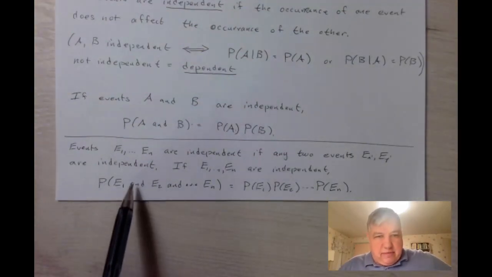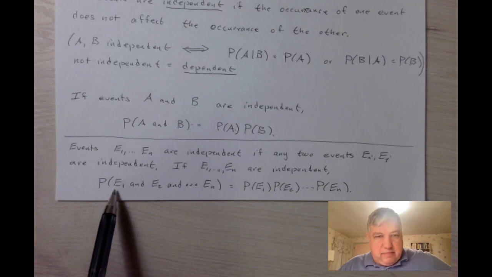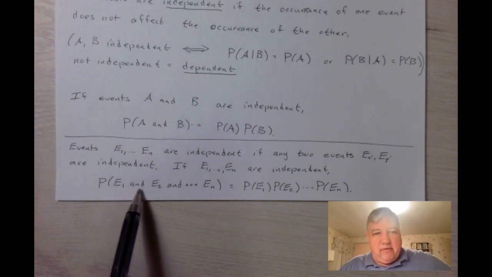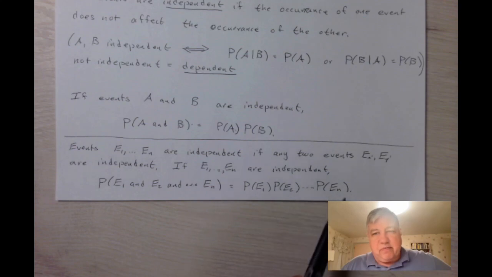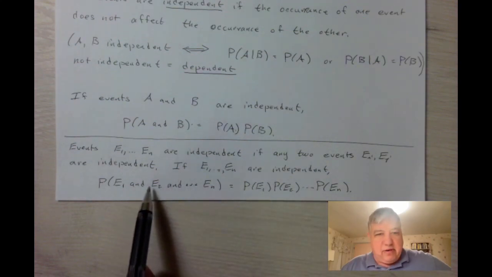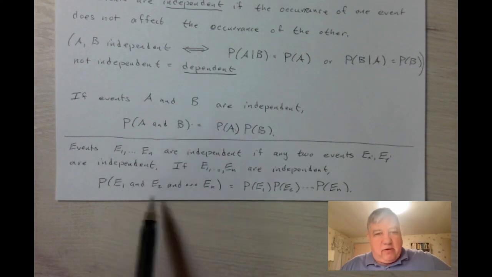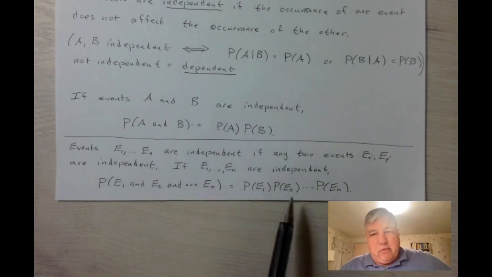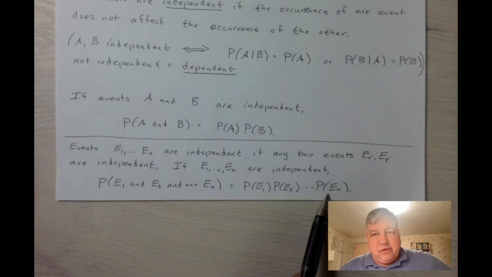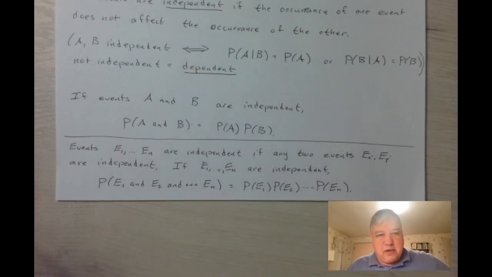And then we say the probability of all of them happening is just the product of their probabilities. The probability of E1, E2, E3, all the way up to En, all of those happening, is the probability of E1 times the probability of E2, and so on, multiplied by the probability of En. So things become very simple when you have independence of events, when you're calculating probabilities.